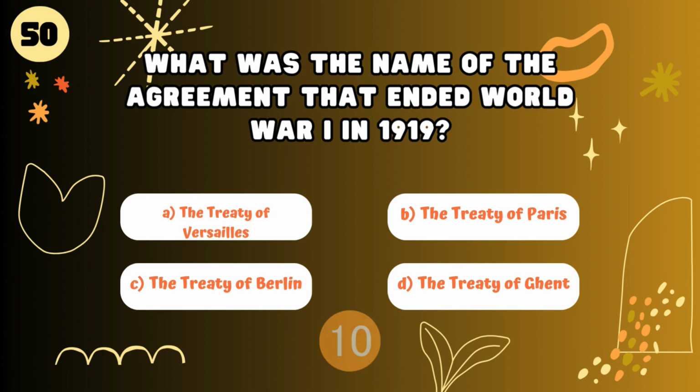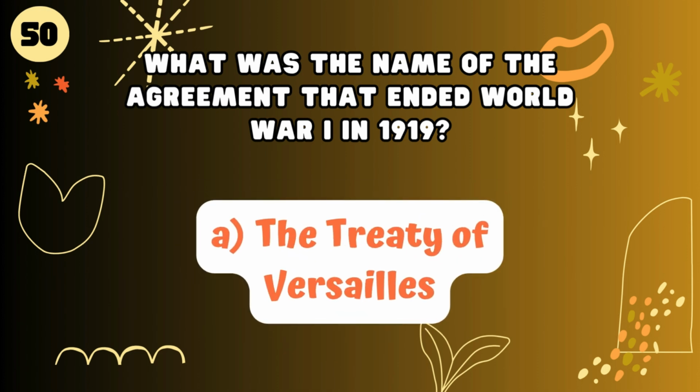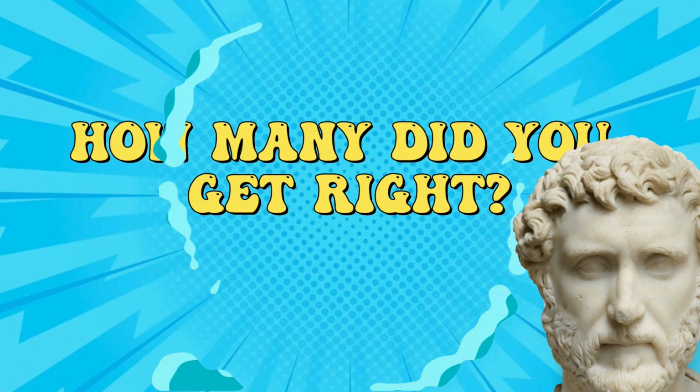The Treaty of Versailles, the Treaty of Paris, the Treaty of Berlin, the Treaty of Ghent. Answer: the Treaty of Versailles. That concludes our history trivia quiz.